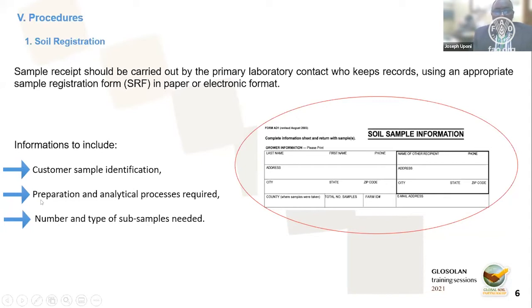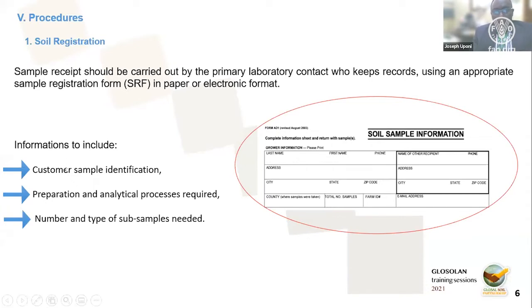And then the registration information should also include whatever preparations, analytical processes that are required. Some clients ask you to do some special preparations for them. You have to agree on those with your clients before the sample preparation is done. If they didn't give you any specific way to do it, then you follow the procedure for the lab, but keep the client informed that that's exactly what you have done. That communication between the lab and the client is very important to avoid misunderstanding.